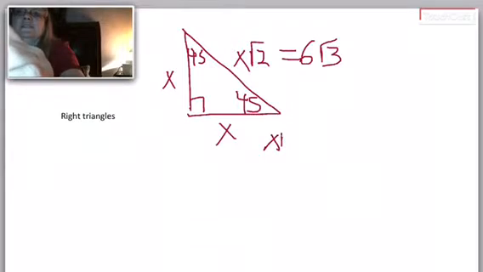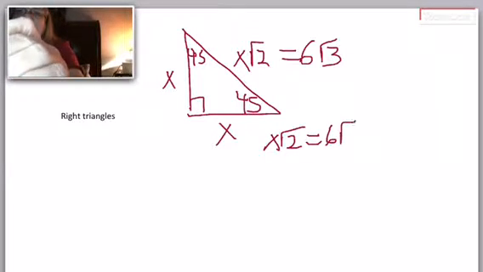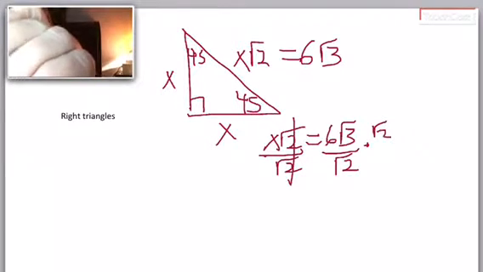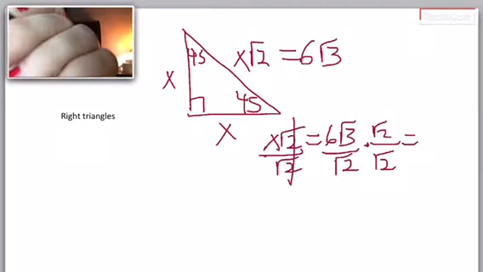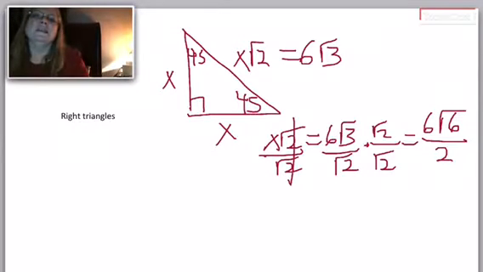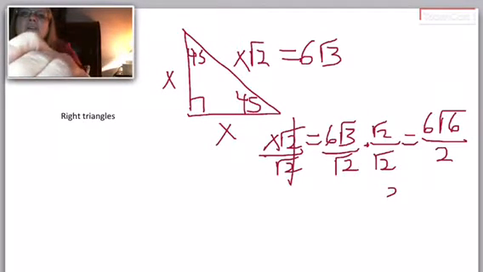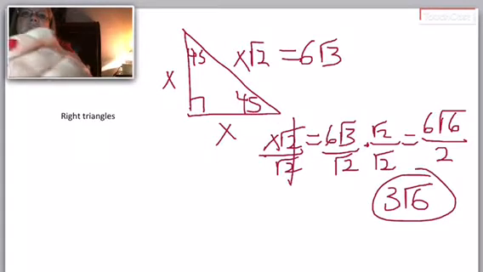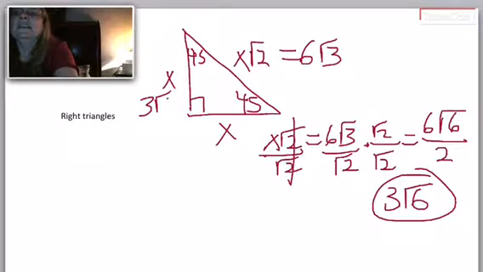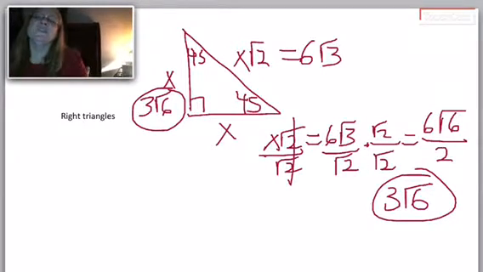I know that x times the square root of 2 is equal to 6 times the square root of 3. I need to divide each side by the square root of 2. So again, just follow the rules of radicals now. Multiply by the square root of 2 over the square root of 2, and I get 6 times the square root of 6 over 2, and I can simplify. 6 divided by 2 is 3, and you get 3 times the square root of 6. So x is 3 times the square root of 6, and that would be the length of both of the legs. So we can just set up and solve the equation that's given there.